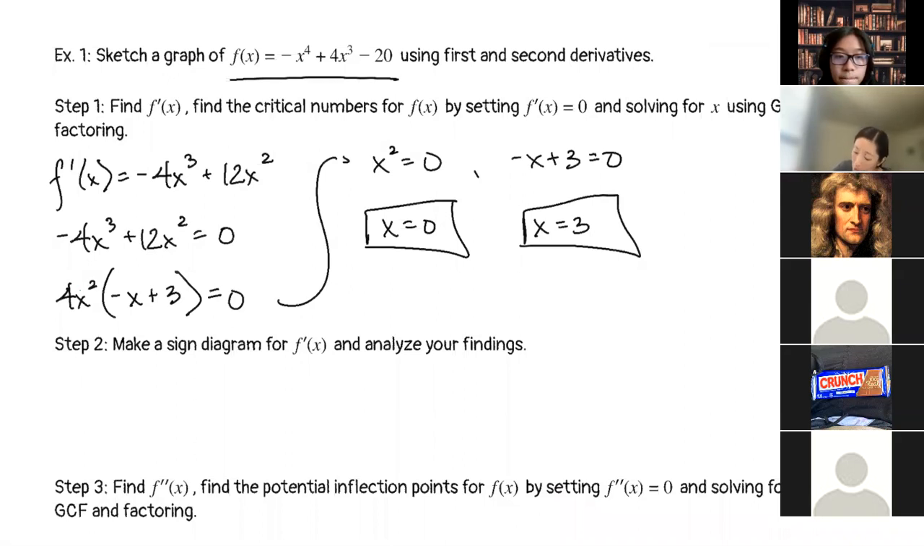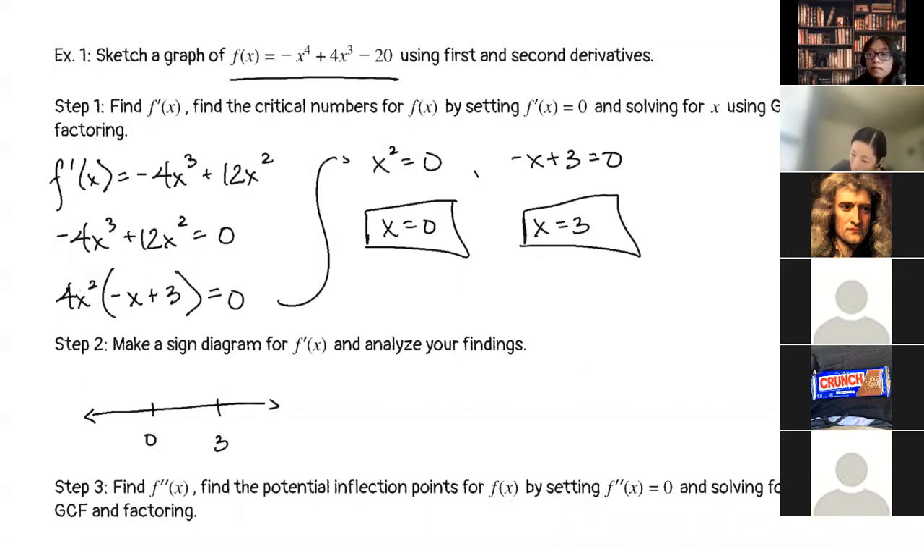Okay, so here's what we mean by a sign diagram. We're going to draw a number line, and on this number line, we're going to mark off our critical points. The only numbers that need to go on there are your critical points. They should be in order from smallest to biggest. And then we're going to pick some numbers.